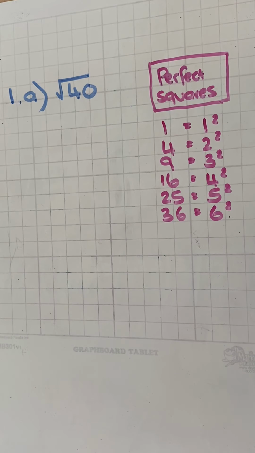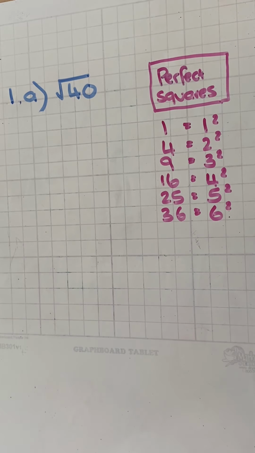Question 1 says to rewrite each expression in simplest form. So if you look at question 1a, that's the square root of 40. To write it in simplest form is essentially telling you that you need to try and take out as much as you can from underneath the square root sign.